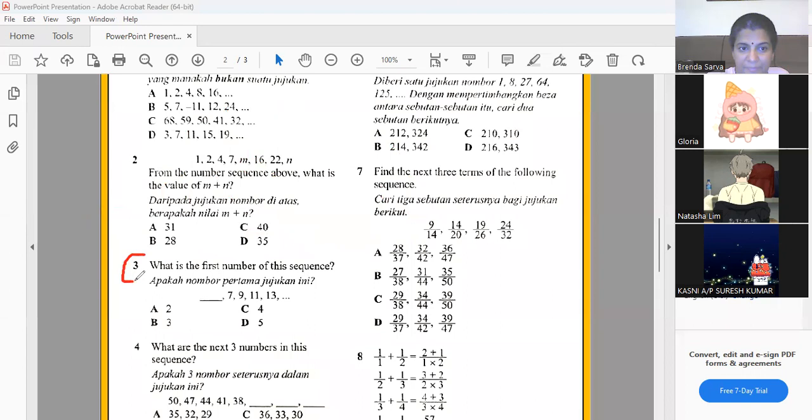Number 3. What is the first number of this sequence? So again, find the pattern. Obviously, you can see very easily the pattern. 7, 9, 11, 13. It is a +2 pattern. So what number would be before 7? Here would be 5.